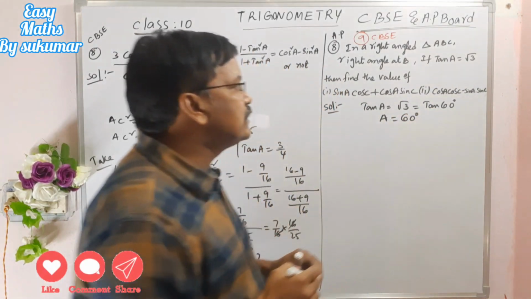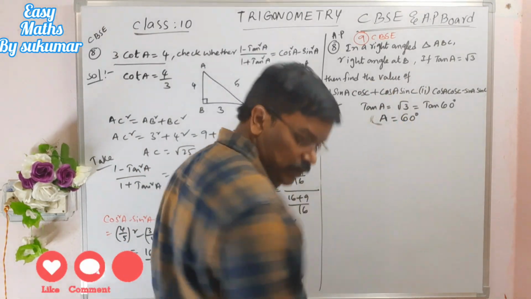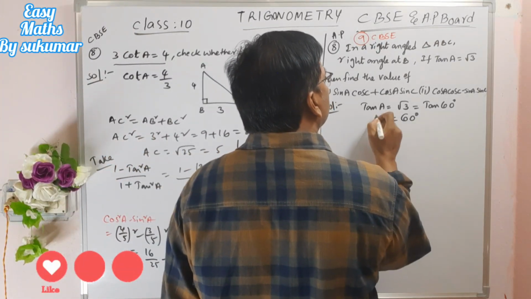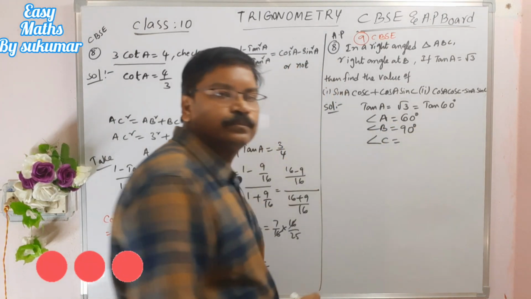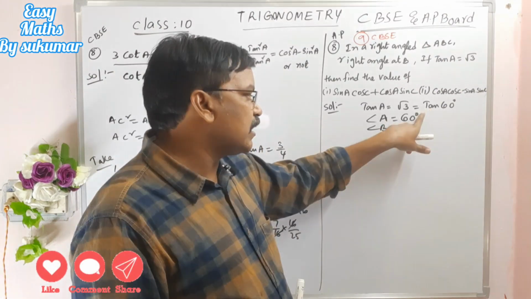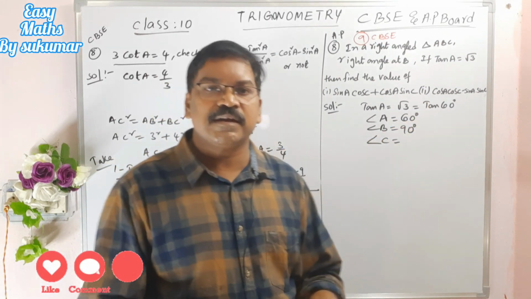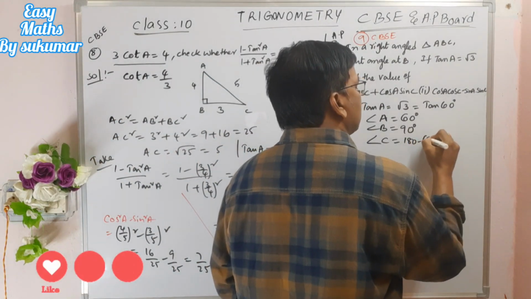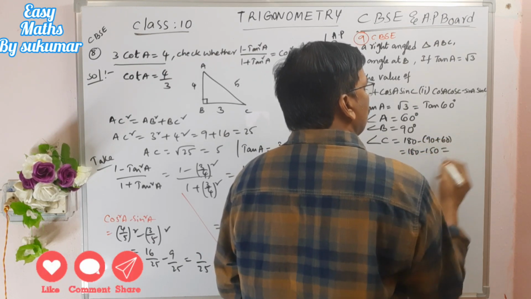So the acute angle is 60 degrees and right angle means here angle B is equal to 90 degrees given here. Angle B is 90 degrees. So what about angle C? In a triangle, if one angle B is 90 and the other acute angle is 60 degrees, what about angle C? The sum of the three angles is 180 degrees. Therefore, angle C means 180 minus this 90 plus 60, that is 180 minus 150. What is this angle?